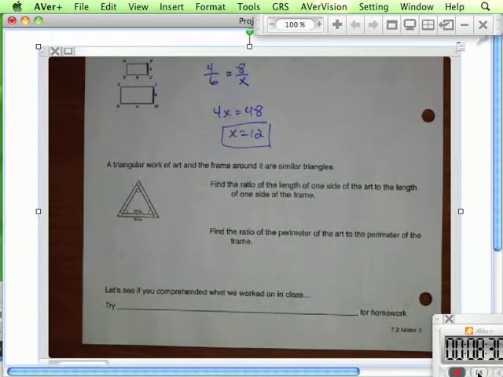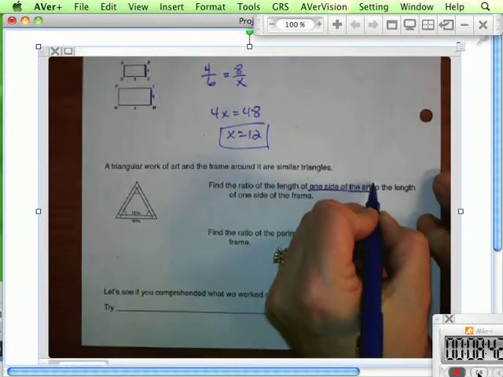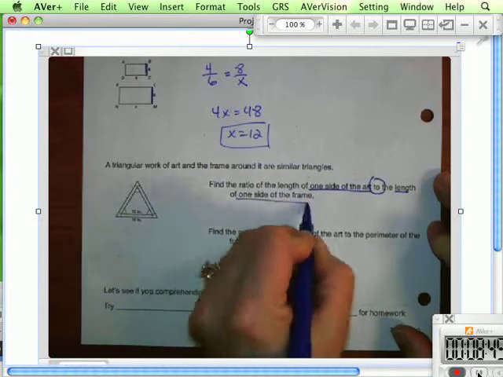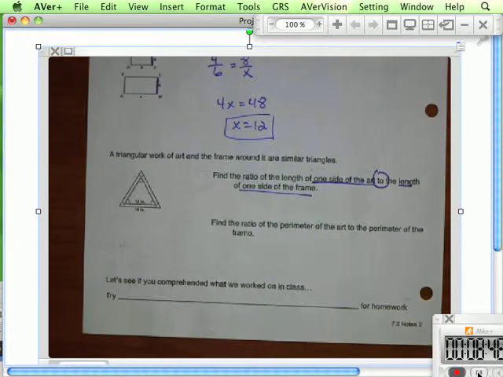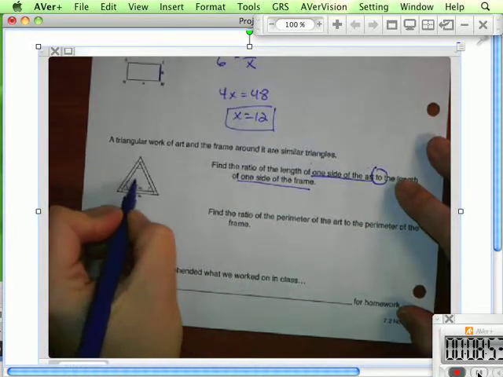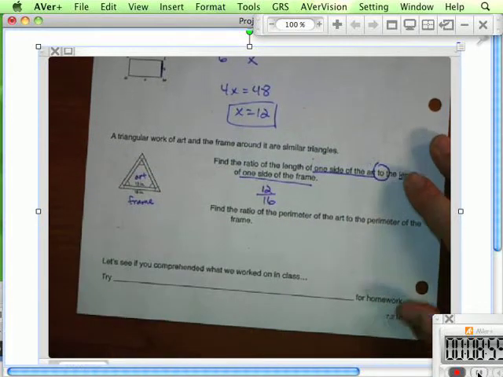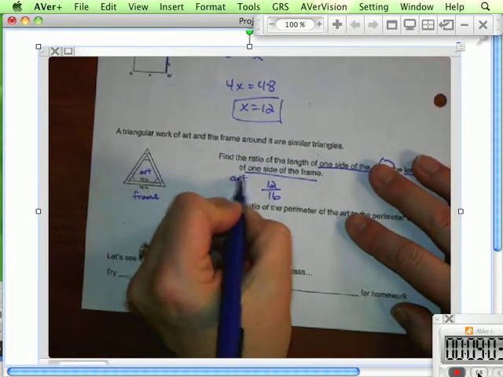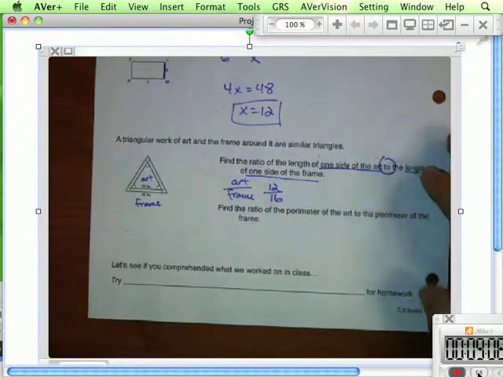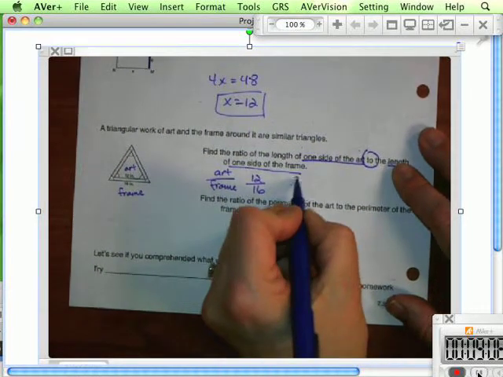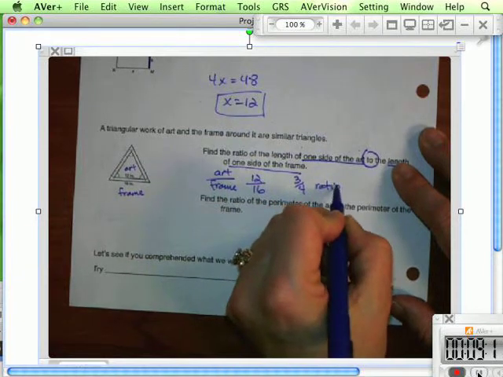Okay, last one. A triangle work of art and the frame around it are similar triangles. Find the ratio of the length of one side of the art to the length of one side of the frame. So you put the art number on top of the frame number. So this is the art, this is the frame. So 12 to 16. Art to frame. Reduced is a 3/4 ratio. Okay?